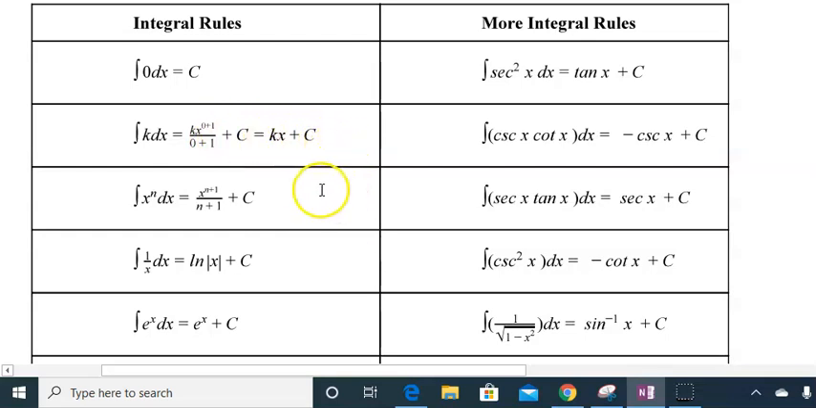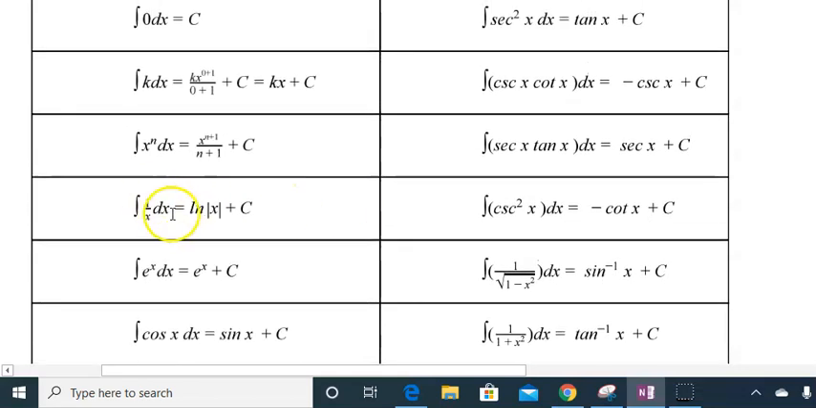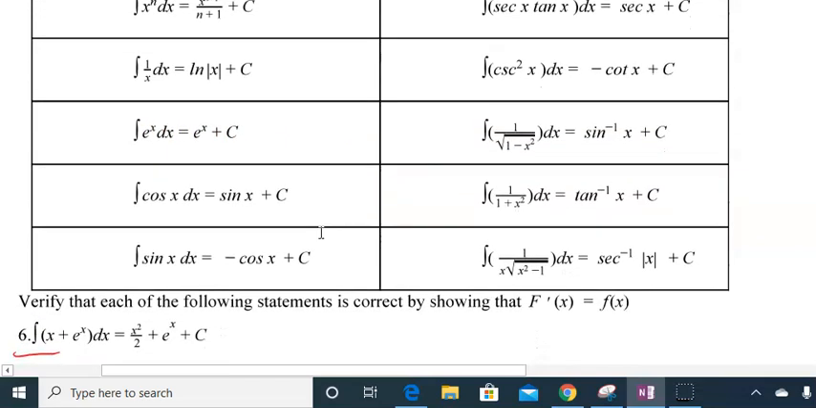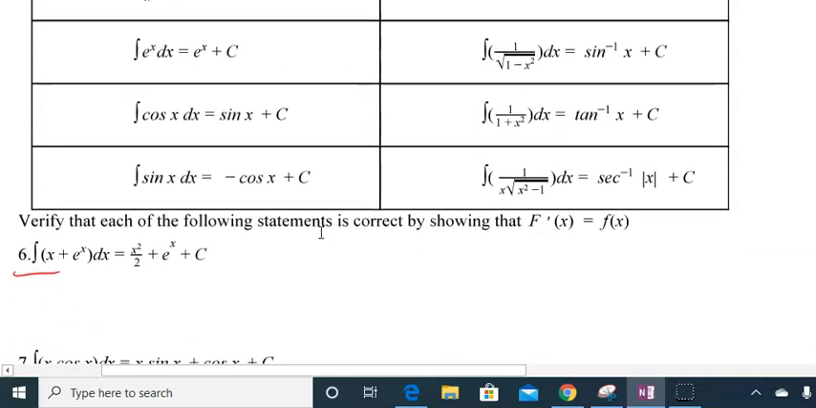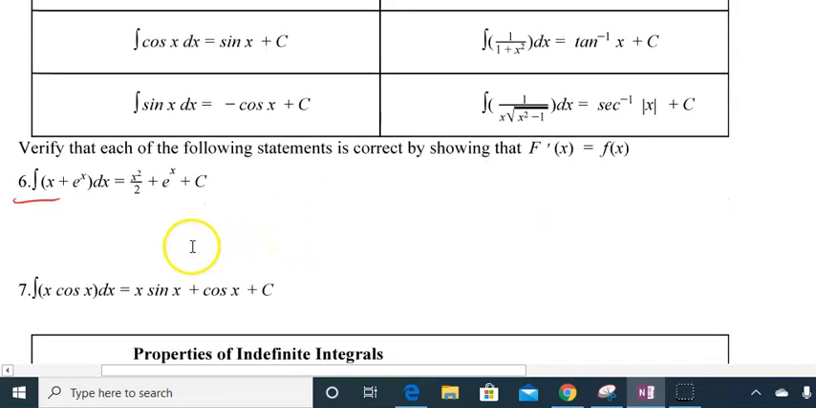And the integral of x raised to the n dx is equal to x raised to the n plus 1 over n plus 1, plus C. We learned that earlier on. The integral of 1 over x dx is equal to ln of the absolute value of x plus C. The integral of e to the x dx is equal to e to the x plus C, and so on and so forth. Right? Learn those rules, and let's apply them briefly to some problems.